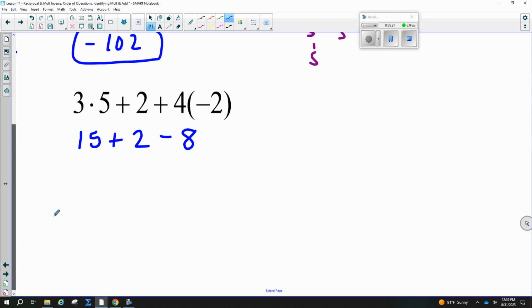Now you can add left to right, or you can add your positives and add your negatives, however you want to add those. So I'm going to make this 17 minus 8, which is 9.